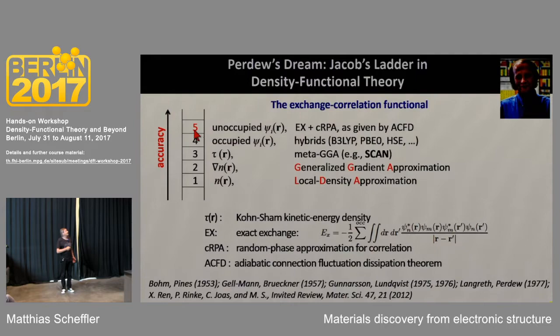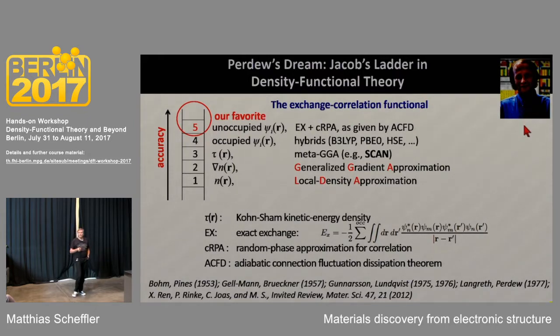And then even higher, unoccupied states, where you have exact exchange and correlations treated in the so-called random phase approximation, as given by the adiabatic connection fluctuation dissipation theorem. I think Igor may talk a little bit about this. This is somehow our favorite, but when I say this is our favorite, one also has to say this is a factor of 1,000 or 10,000 more expensive than anything else. So you cannot really do production calculations. You can make a test calculation with this, but you cannot really use this for production.